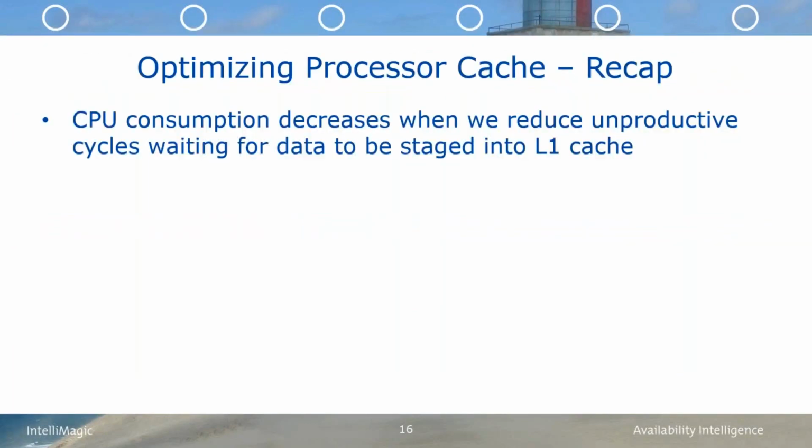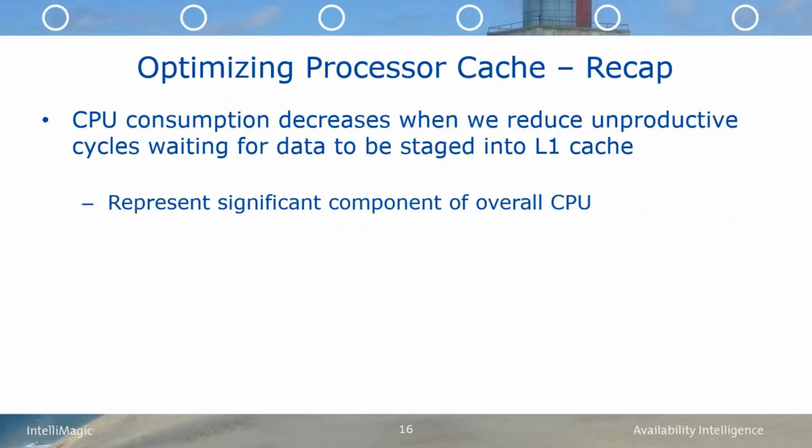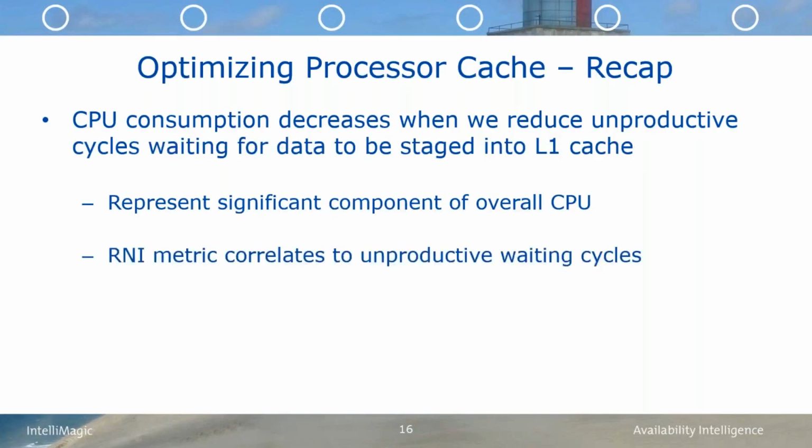So far, we've seen from looking at the processor cache concepts and metrics that CPI and thus CPU consumption decreases when we reduce unproductive machine cycles waiting for data and instructions to be staged into level 1 cache. And this effort to optimize processor cache is worth investigating. It's important to have good visibility into processor cache metrics because lots of cycles are at stake. Those unproductive waiting cycles typically represent at least 1/3 of overall CPU and often 1/2 or more.